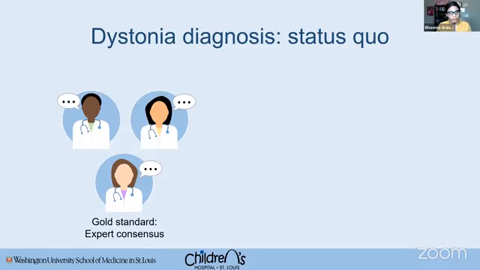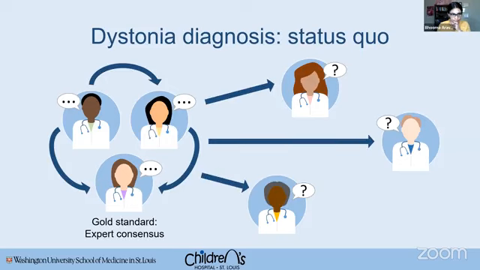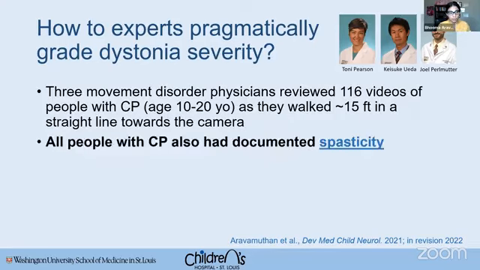We wanted to take what we thought of as gold standard consensus. So a group of experts discussing a video and saying that we thought this was dystonia, we thought this was not dystonia, and trying to figure out how to generalize that to people who didn't have access to that group consensus. So we had a group of 3 movement disorders physicians look at 116 videos of people with CP as they walked towards the camera.